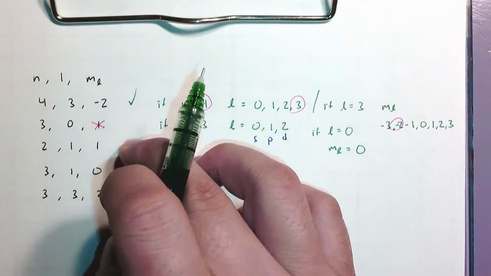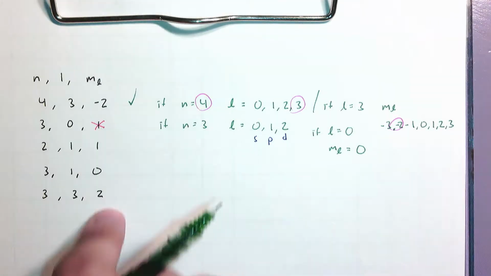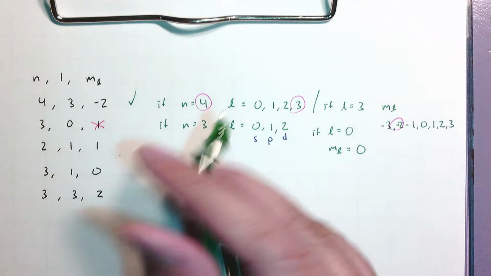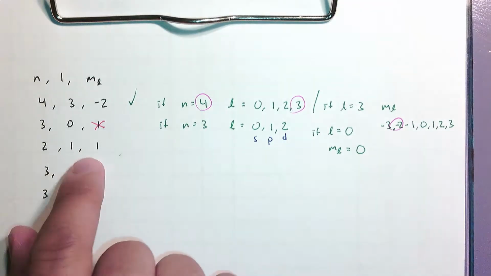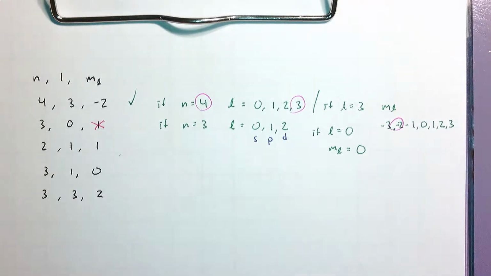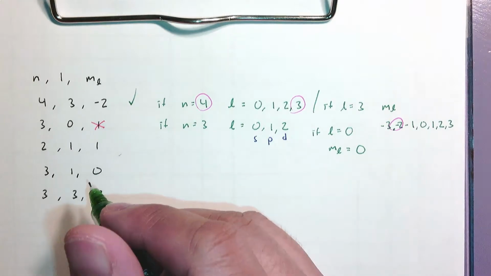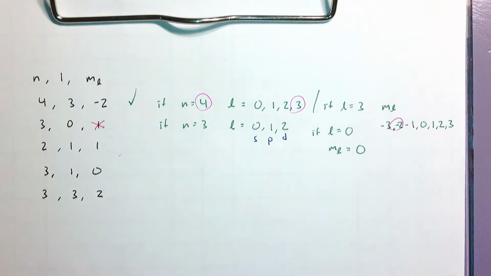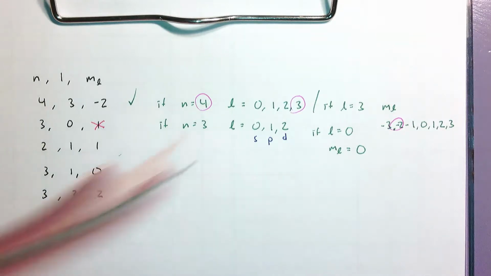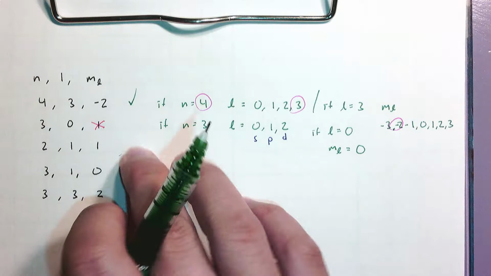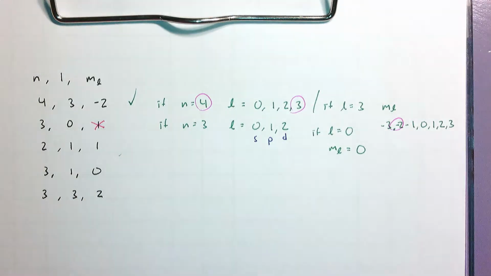So if you want to pause the video, do the next 3, either put a check mark or find the quantum number that is impossible to exist for that set. Pause the video and try that. And when you've had some guesses or your answers are listed on your paper, go ahead and unpause.